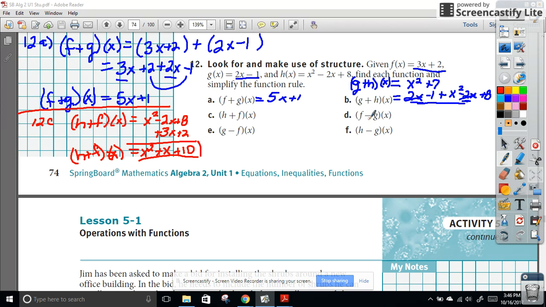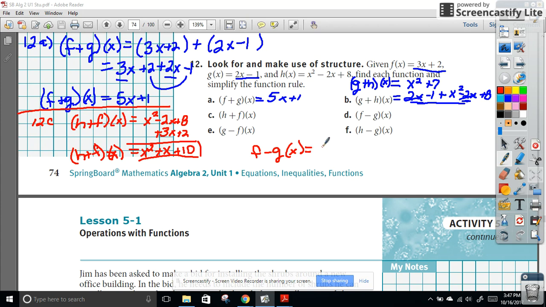Now notice that D all of a sudden is subtracting. So you have to be very, very careful with the subtraction, because if you're not careful with the subtraction, what's going to happen is you will not distribute your negative. Okay, so I'm running out of room. But let's write this down. We've got f minus g of x.